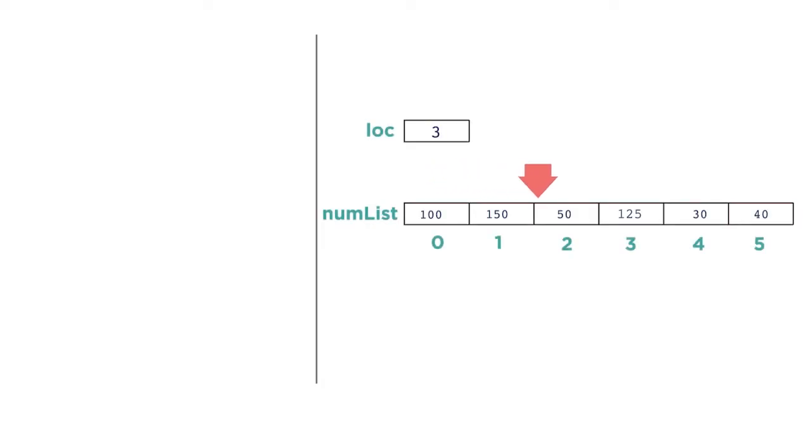Because indexes are just numbers, you can put anything in between the square brackets that evaluates to a number, like variables or even arithmetic expressions. For example, let's say we're keeping track of temperature readings in a location with a variable called loc. var loc gets 3. We can change the value in numList at index loc like this. numList at loc gets 1.